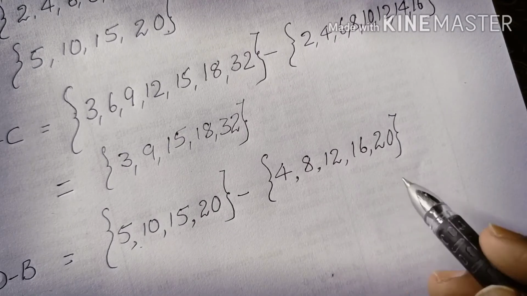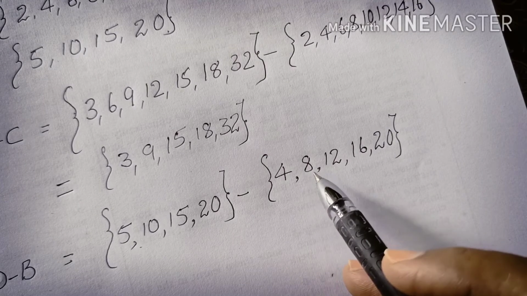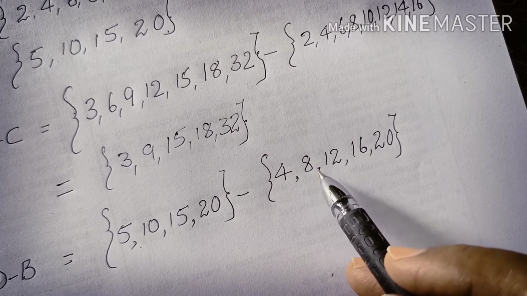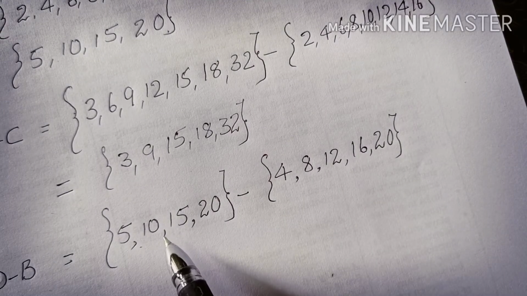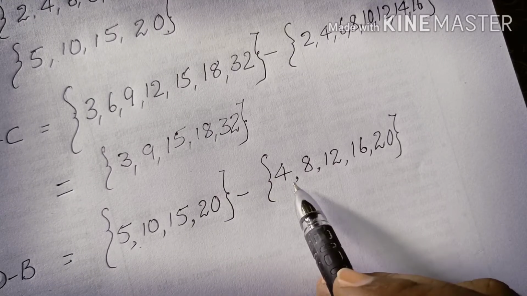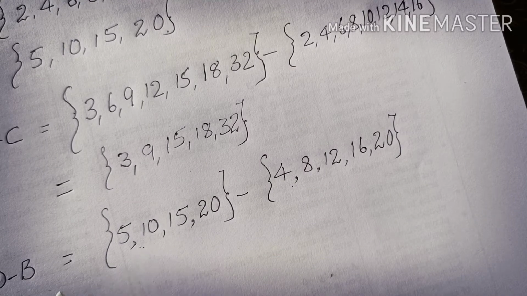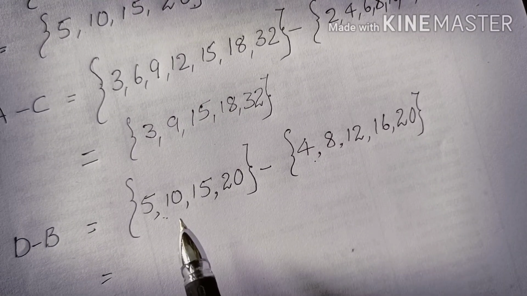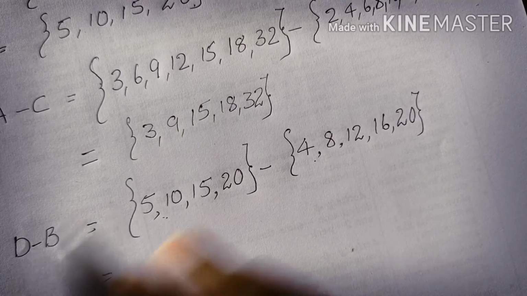Okay, what shall we do? We have to find out any element that is present in B that is also present in D. If so, that element should be cancelled. Any element of B, if present in D, you should strike off, you should cancel that. Then write the remaining elements of D. D minus B means any elements of B present in D should be cancelled.